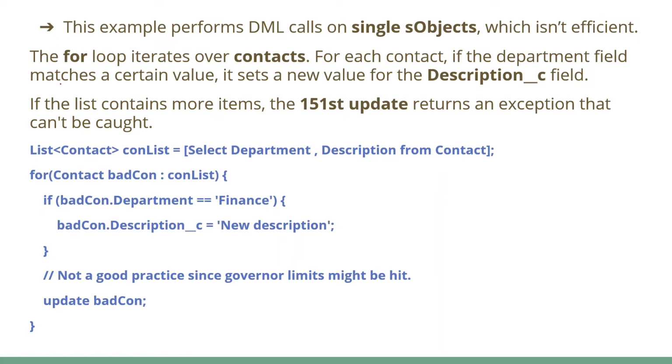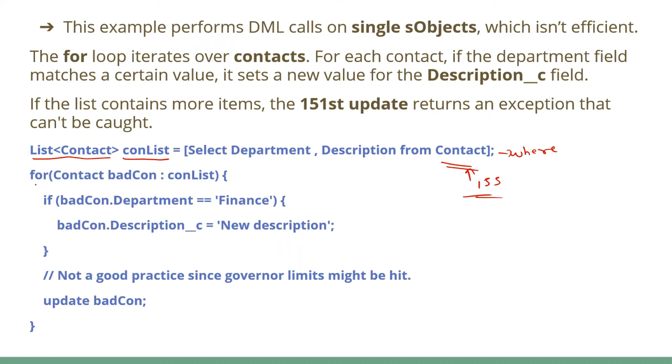So we have created a list of contacts. Con list is the name, and then we are passing select department, description from contact. So we are passing all the contacts because there is no where clause in this particular SOQL statement. So it is passing all the contacts in that particular org. It can be more than 150, it can be less than 150. But for this example, we are taking it as more than 150. So for example, it is 155.